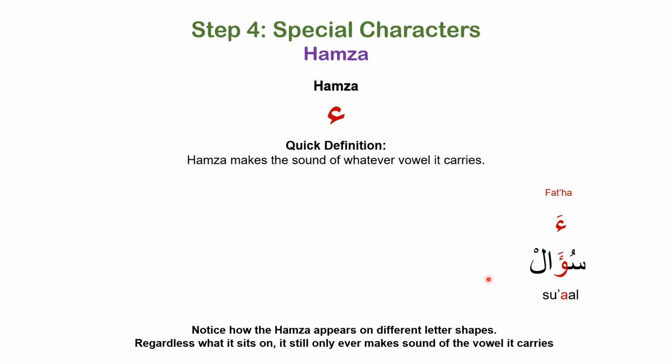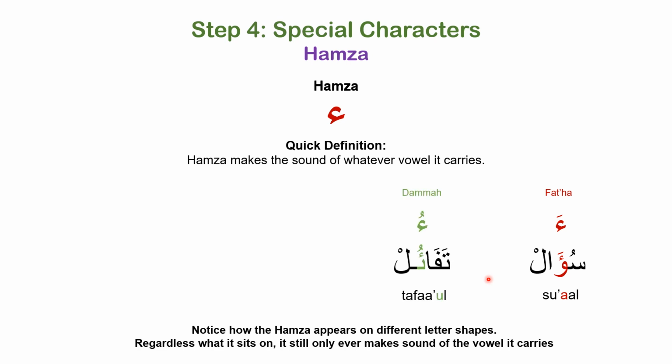So a, a, and obviously there is a long vowel Aleph afterwards, so we just lengthen the pronunciation and it becomes Su'al. So we just completely ignore the chair or the letter shape that the Hamza is sitting on. We just want to focus on what vowel it is carrying, and that's the sound we make.